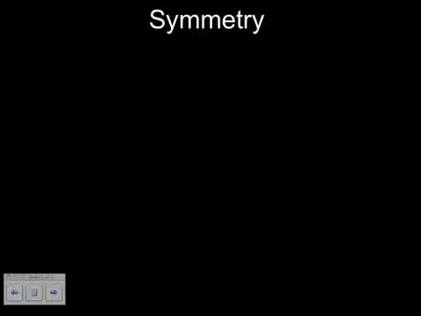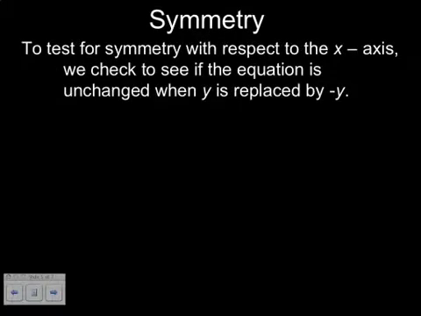Symmetry is the next topic we want to discuss, and we have several different tests to use in order to find out if something is symmetric. So to test for symmetry with respect to the x-axis, we check to see if the equation is unchanged or equivalent when y is replaced by negative y. You'll see an example of this in just a second.